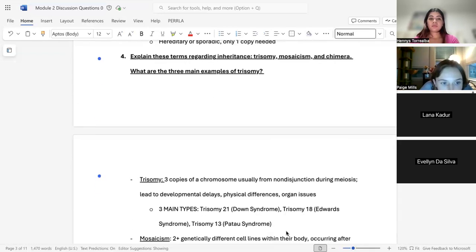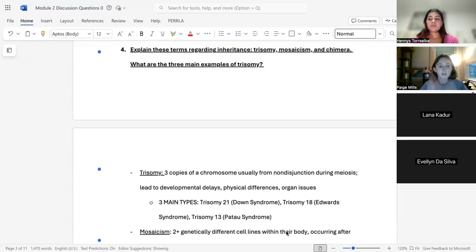And the next question, question 4: explain the following terms regarding inheritance: trisomy, mosaicism, and chimera. What are the 3 main examples of trisomy? So first, defining trisomy, that is 3 copies of a chromosome, usually from non-disjunction during meiosis. This leads to developmental delays, physical differences, and organ issues. There are 3 main types of trisomy.